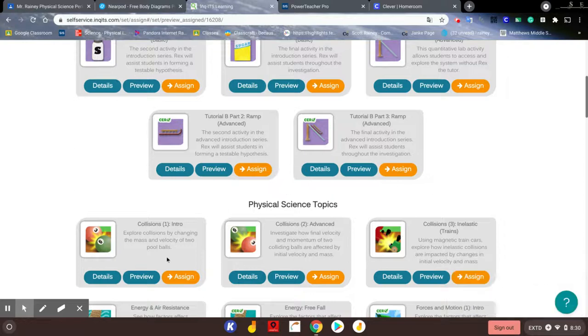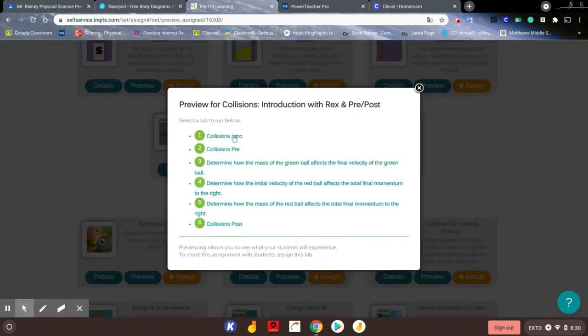Okay, I want to take a moment to go through the concepts that are presented in the collisions. We'll be doing the intro, talking about velocity and mass of objects, kind of working with Newton's second and third laws. So now mine's going to look a little different. The first one is the collisions intro.